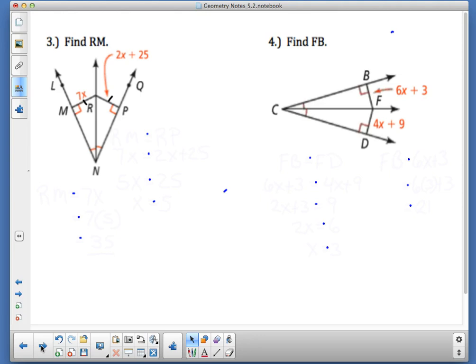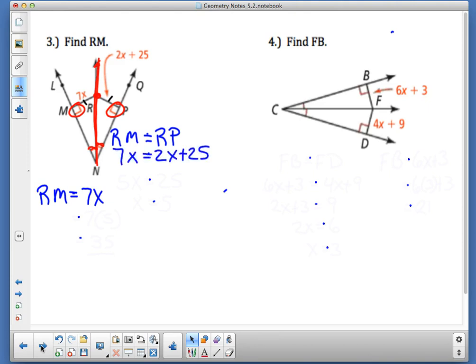Angle LNR is congruent to angle QNR because this is the angle bisector. These segments are perpendicular to the ray that's doing the bisecting, and R is on that ray. So RM must be congruent to RP, and therefore equal by definition of congruence. So I got 7x is equal to 2x plus 25.